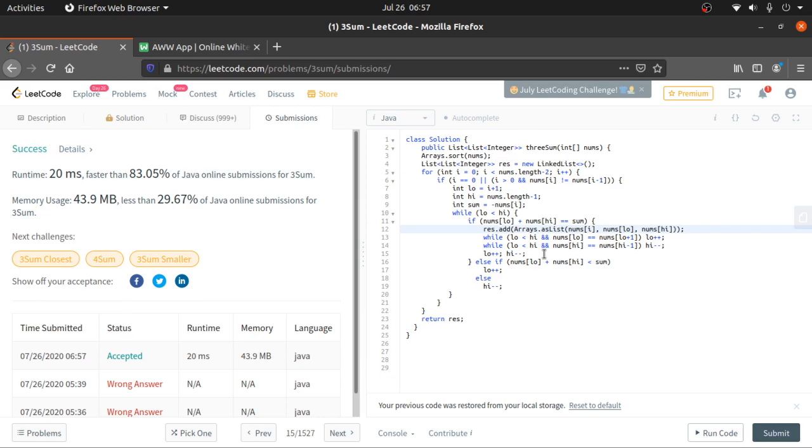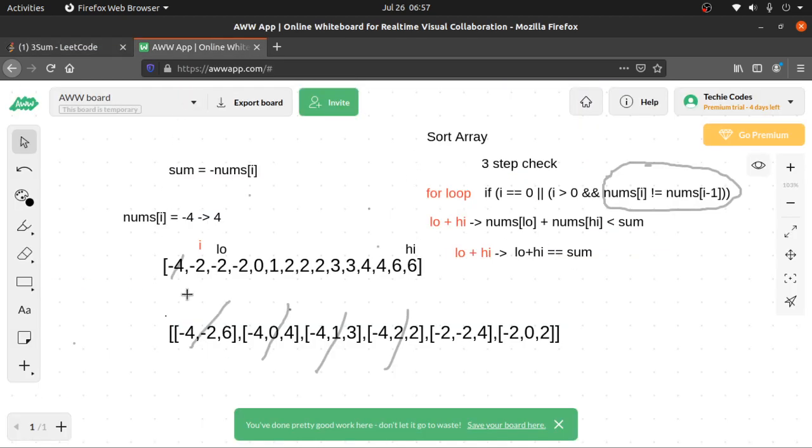I hope this makes sense to you guys. I really recommend you watch the 2 Sum 1 and 2 Sum 2 videos to understand this better, and then come back to this, and if that doesn't make sense, just watch one more time. I'm sure it will make sense. I'll try to break it down into smaller steps as much as possible.